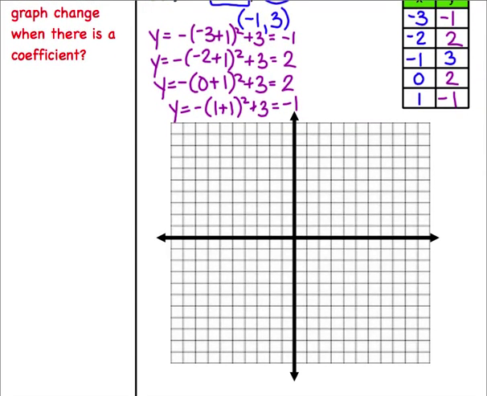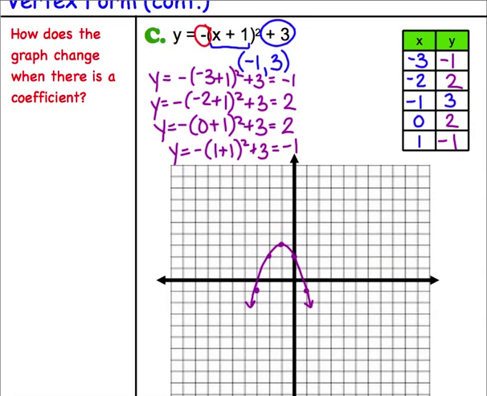So negative 3, negative 1, negative 2, 2, negative 1, 3, and 0, 2, and 1, negative 1. Now as you can see, this one, when I make the curve, goes downward. And the reason why it goes downward is because in our original equation, we had that negative value. So therefore, a negative a value is going to make it aim downward.